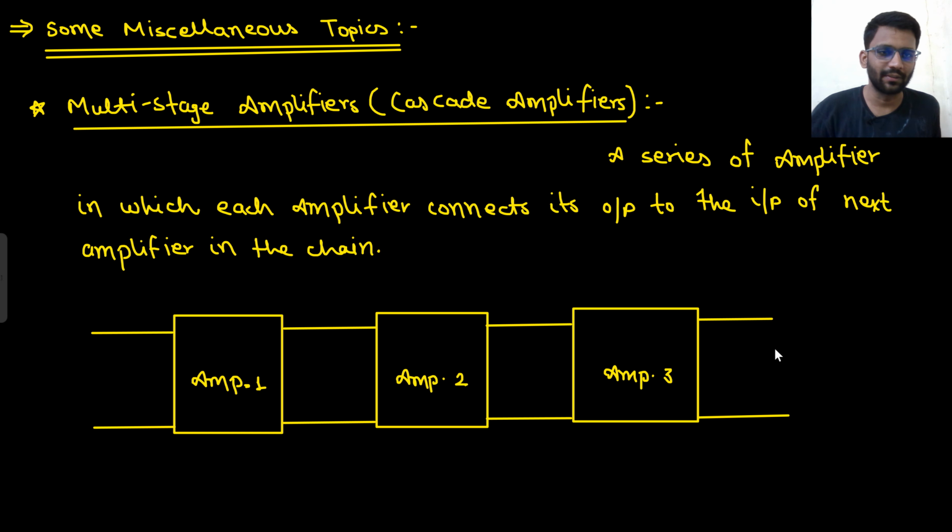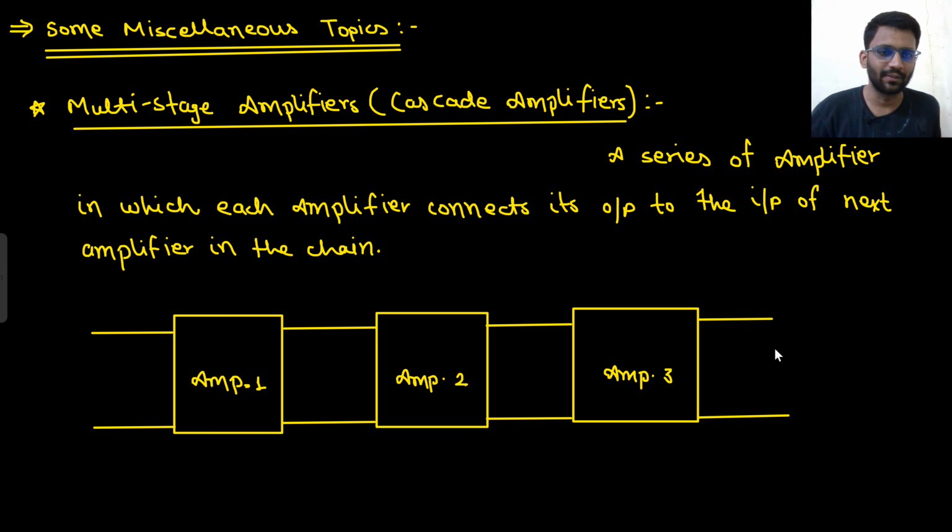You connect a lot of amplifiers in series. Like here you have one of the amplifiers, this is your amplifier 1. You give it some input, then you get some output, that is V01. Now this output becomes the input of the second amplifier. Now you get some output. This output becomes the input of the third amplifier. Then you get some output and then this series will go on.